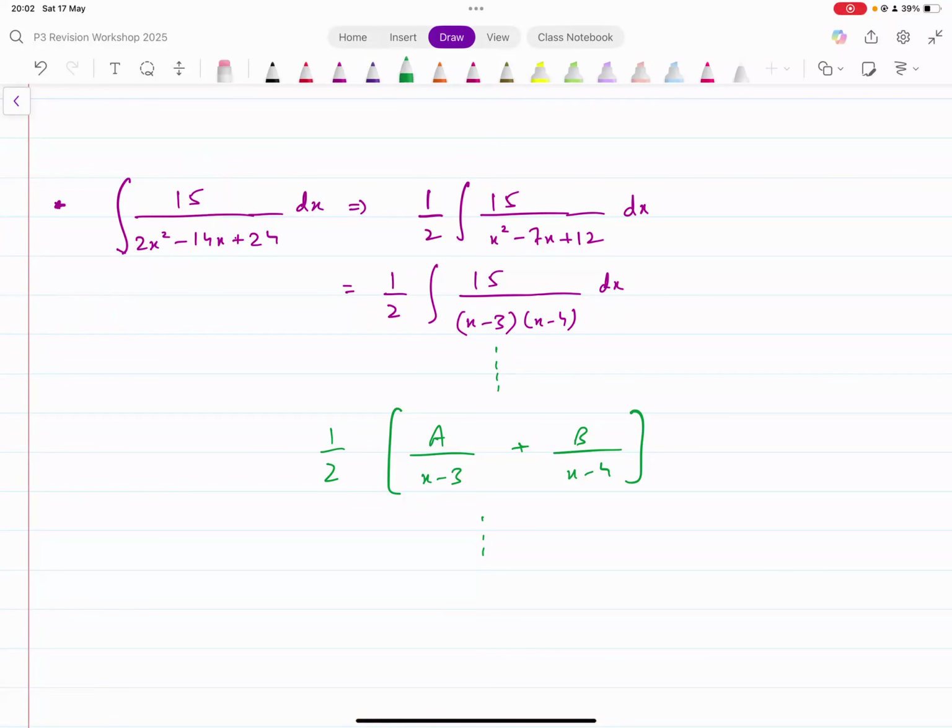It's not tan inverse form. In tan inverse form, we just want an x squared term plus some constant. Now, in this case, we have an x term as well. So that would not work. It's not tan inverse form.